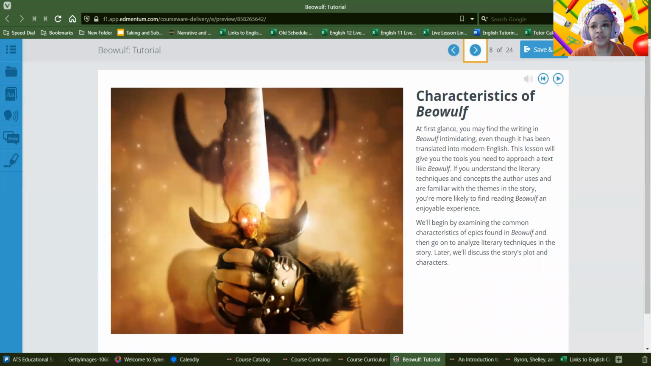And then they're going to go into the different types of writing tropes, the different types of writing styles, and things that you can find in there. They're basically giving you all this information to prep because they know that Beowulf is a little hard to read. And if you go in with all this information, you have a better idea of how and why it was written the way it was.